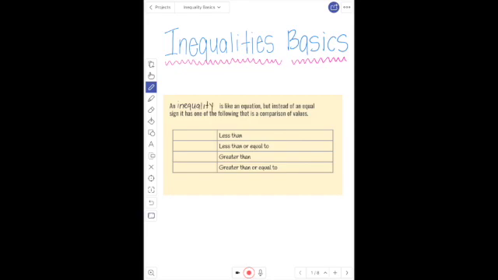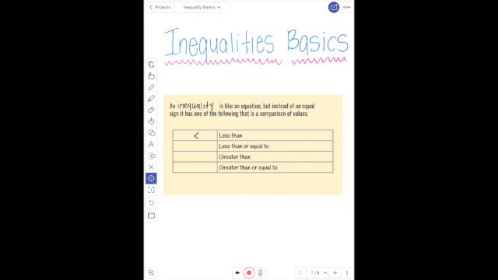When you read inequalities, you read them from left to right. When I think about less than, I think about the left side opening up to the right side. So the left side is less than because it's opening up to the right side. It's always going to open up to the value that's greater. So left to right, we have less than on the left, greater than on the right.